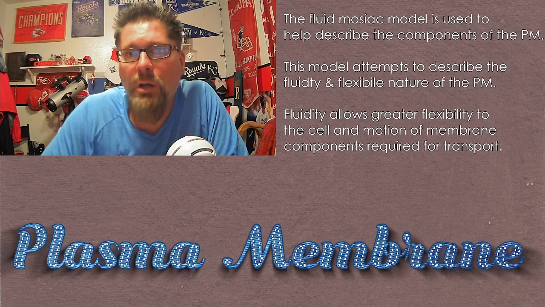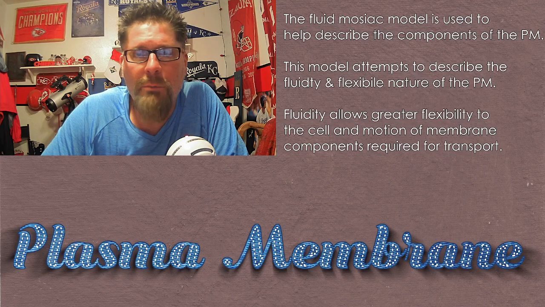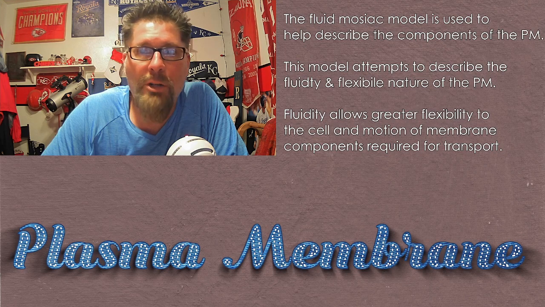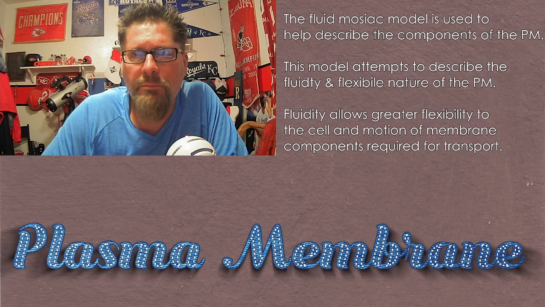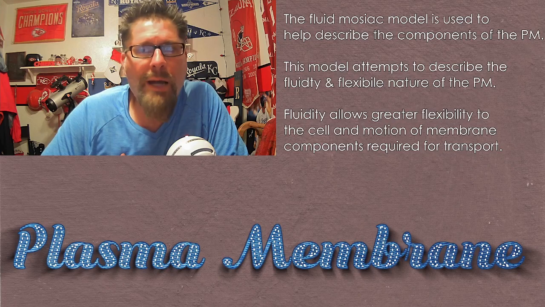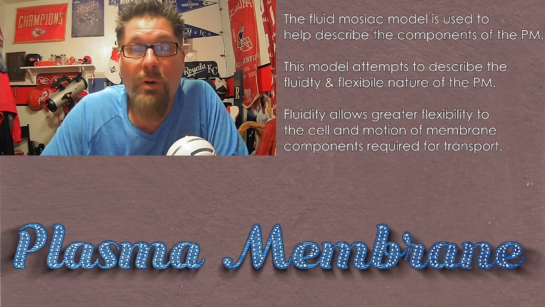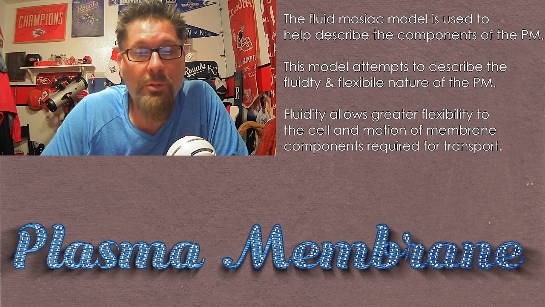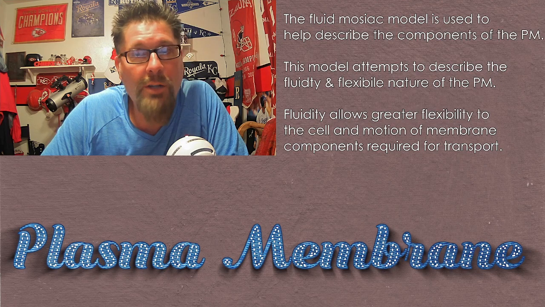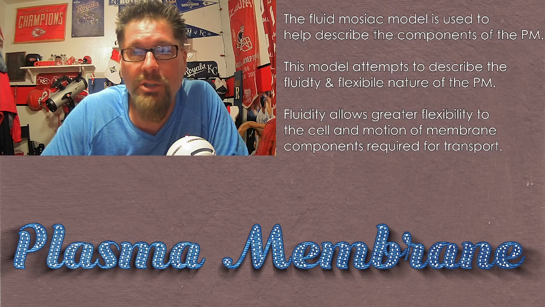As I mentioned, this fluid mosaic model, as it says there, is used to help describe the components and how they work together to make this. But what it speaks to is the fluidity and the flexibility of the plasma membrane. The plasma membrane has to be able to adjust to all kinds of scenarios through the process of diffusion of just things coming in and out in opposite directions and moving around.